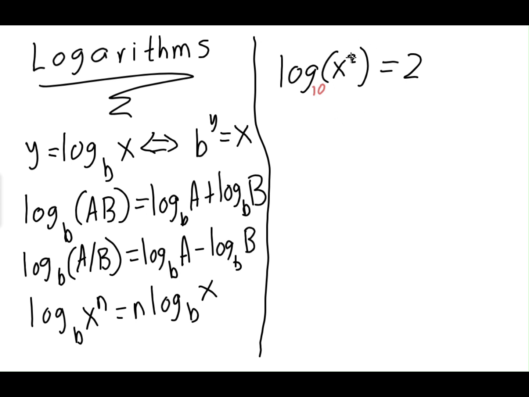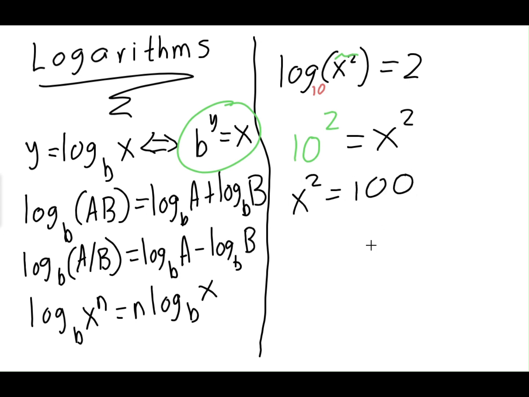To solve it, notice that x is inside the logarithm, so we're going to swap over to exponential form. So that means we take the base to the y power, the stuff on the other side. So 10 squared has to equal the stuff inside the log, x squared. So that means x squared equals 100. We'll take the square root of both sides, meaning we have to do plus or minus anytime you do a square root. So plus or minus 10, because that's the square root of 100.